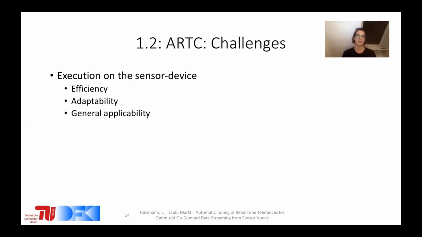Secondly, the algorithm has to be able to adapt to changes in the data distribution quickly. Otherwise, the application might miss important events. Lastly, the algorithm has to be general and not depend on the query's remaining configuration.